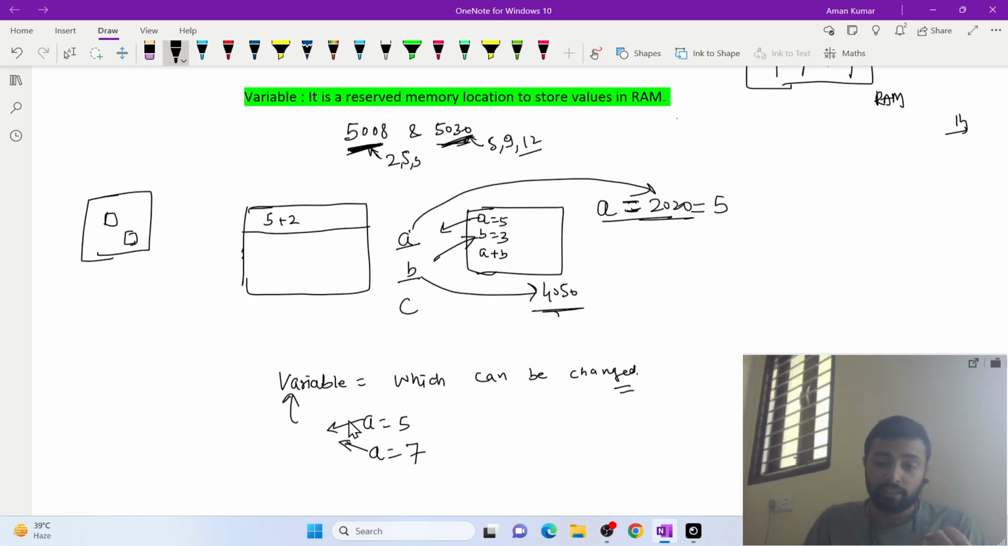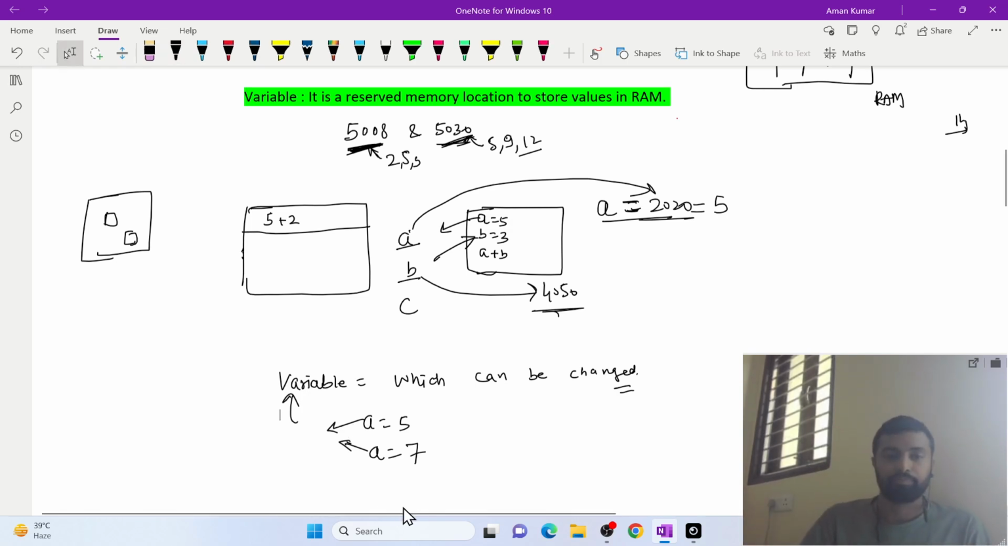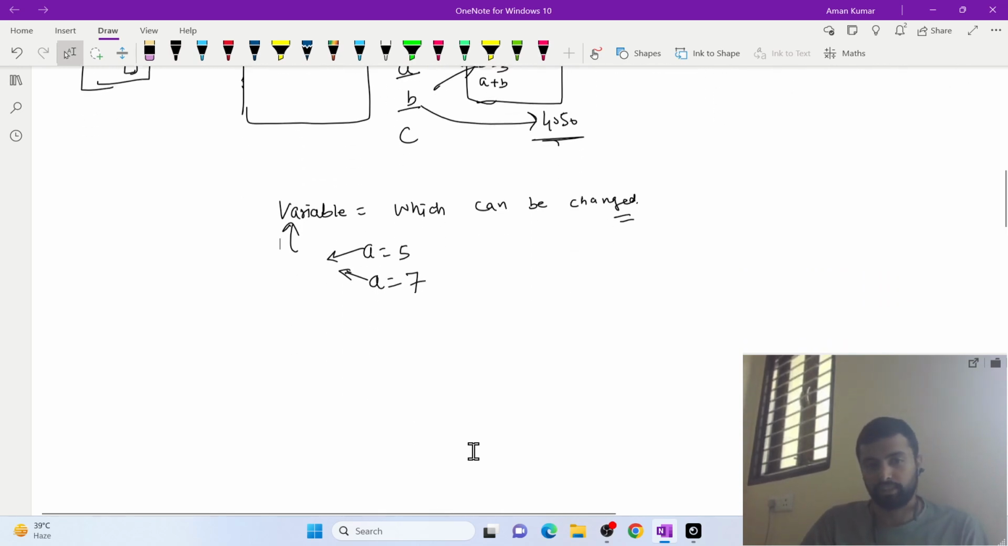And the value of that location can be changed by using code, right? That is the meaning of variable. I hope you are able to connect the dots to what I want to say. Okay, I hope you are able to understand that.